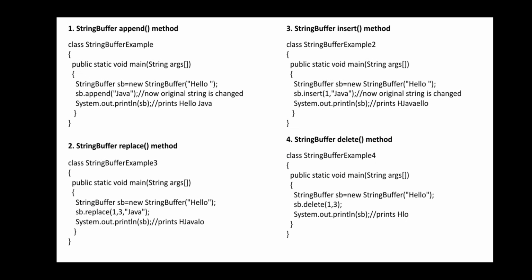So I want to show some simple examples here. You can check them out. First, you have the append method. How is it going to be? StringBuffer sb equals, it is going to create an object of Hello. Hello will be stored in sb. sb.append(Java). Now the original string will be changed, because Hello is accepted at the creation of the object. Then afterwards you append Java. It means Hello Java will be displayed for you.